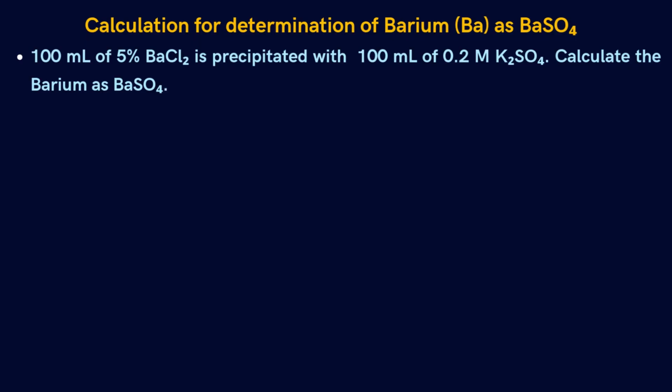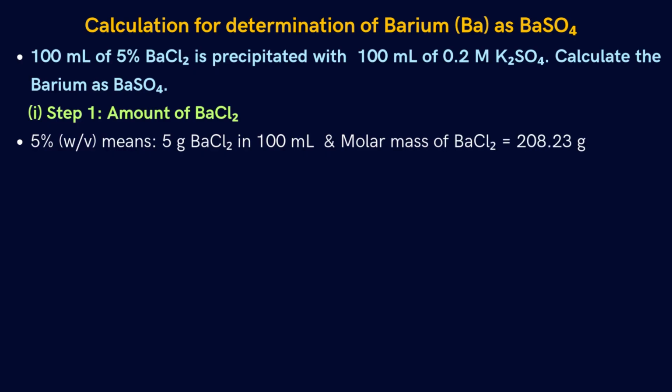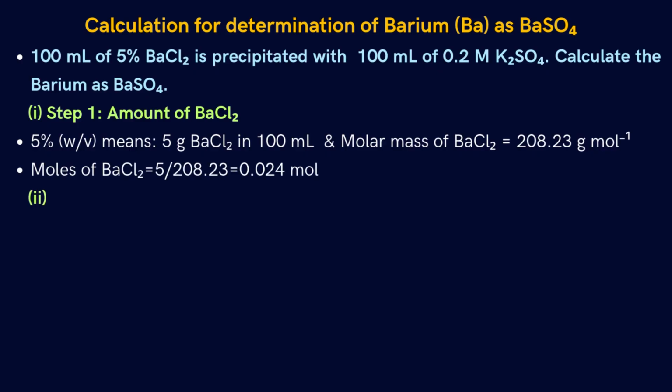First step is the amount of BaCl2. 5% means 5 gram BaCl2 in 100 ml solution, and the molar mass of BaCl2 is 208.23 gram. Then moles of barium chloride will be equal to 5 divided by 208.23, which is equal to 0.0240 mole.